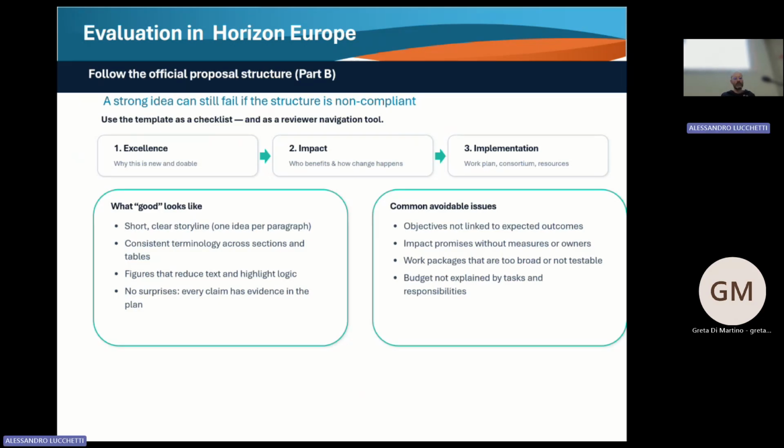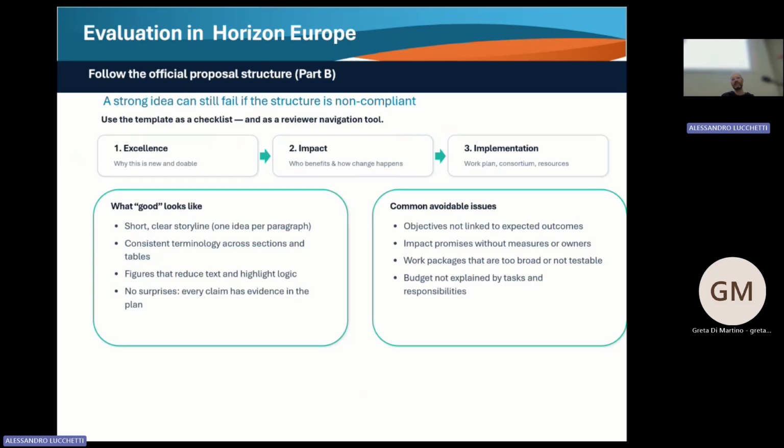For the reviewer, what good looks like is a short and clear storyline, not too complicated, in the narrative section. You have to report the problem, the methodology, your objective and outcome, and how you are going to reach this. You have to use consistent terminology. You cannot provide several different wordings for explaining the same thing.